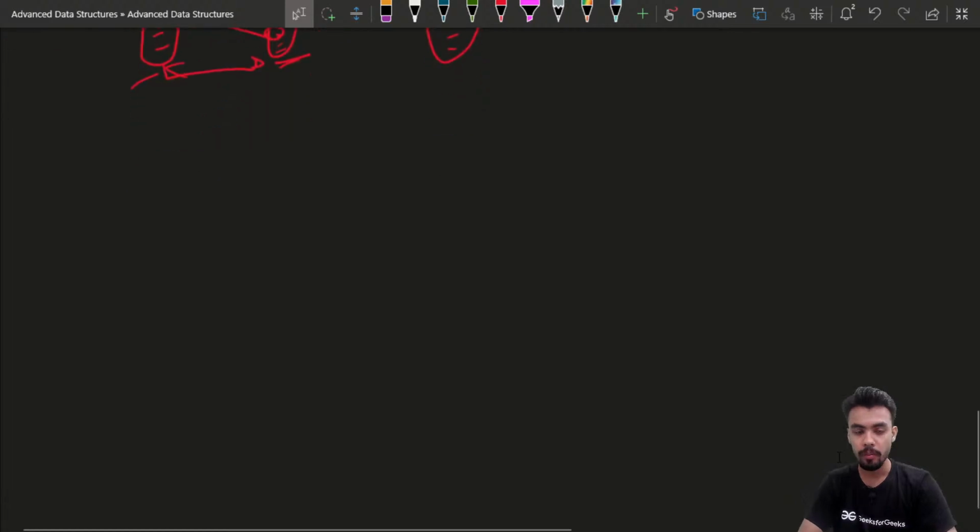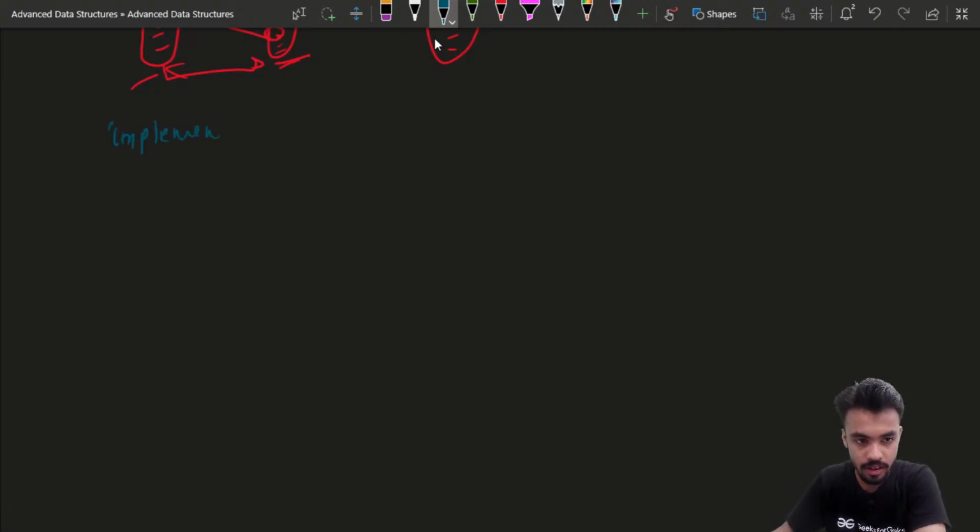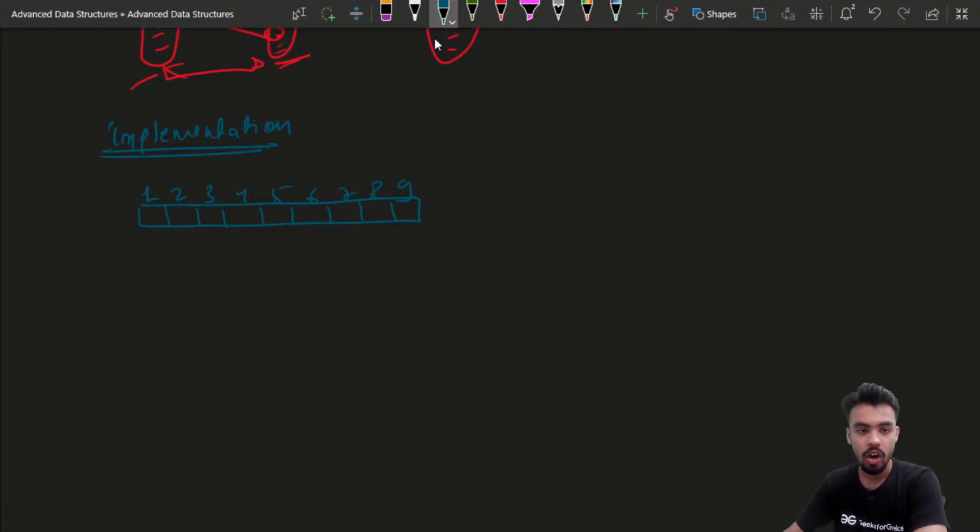Now how are we going to implement this data structure? Let us look at the implementation details. The first thing is we need an array in which we will represent the parent of each node. Suppose we have 9 nodes, 1 2 3 4 5 6 7 8 9, 9 people. Initially all of them are their own parent, because initially they were independent, single entities.